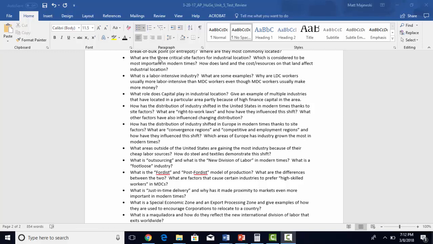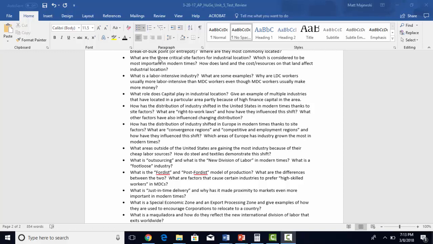How does land and the cost resources on that land affect industrial location? Well, land is usually cheaper in rural areas. So the closer you are to a city, usually the more expensive the land is because there's more opportunity to do things with it. And so oftentimes in order to afford cheaper land, you need to move out to a more rural area. The problem with that, of course, is you're going to probably have to add transportation costs. Now, if the land's cheap enough, then it pays for the increased transportation costs. So that is a factor.